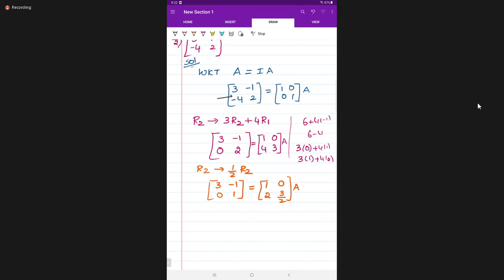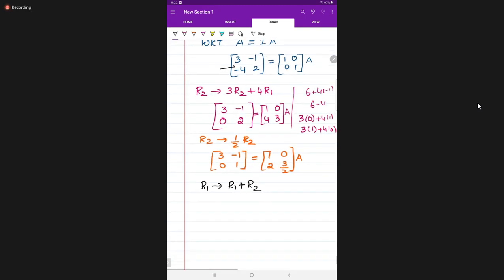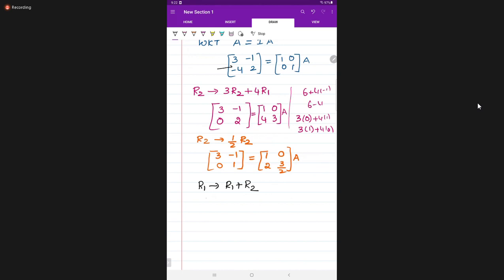Next, what next one? First row, second element. -1 is there. Make it as 0 with the help of the lower element. What is the lower element? 1, ma'am. Now tell me the operation. R1 plus R2. Very good. R1 implies R1 plus R2. Very good.